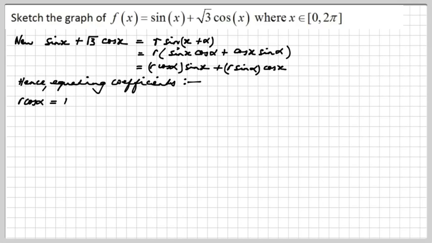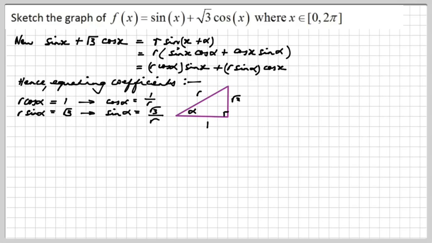So therefore r cos alpha equals 1, yes, and we can say that r sin alpha equals root 3. Same deal. Therefore cos alpha is 1 over r, sin alpha equals root 3 over r, magic triangle. And there it is, and r is 2 again. Heavens, we're getting a lot of 2's going on around here. Yes, that's right, r is 2.